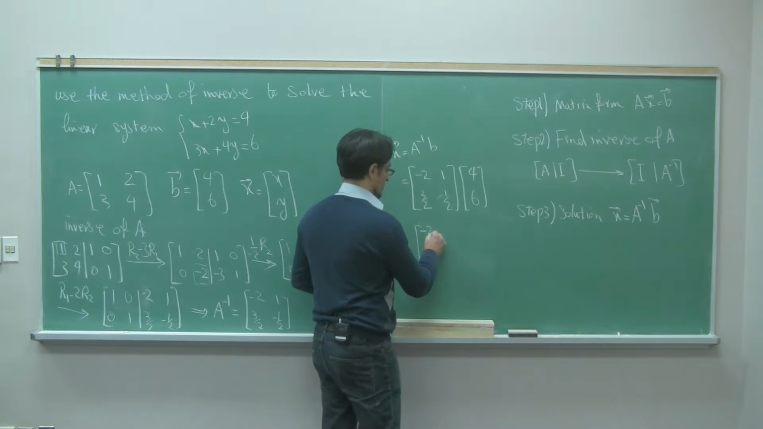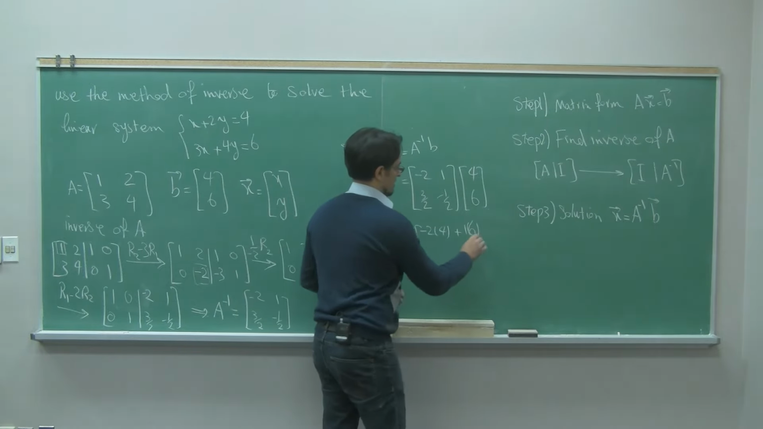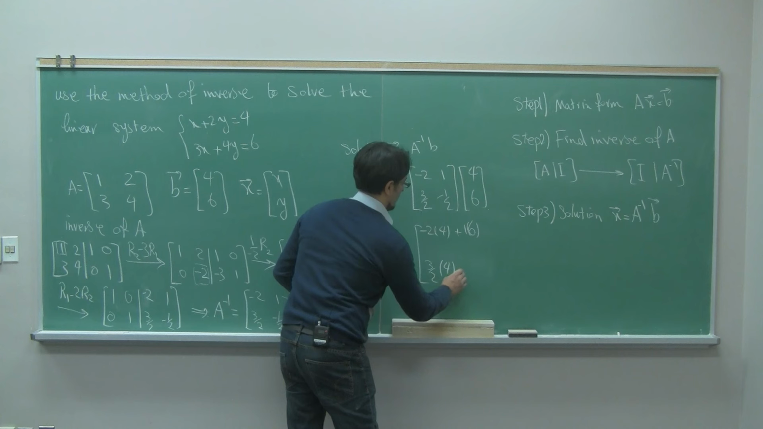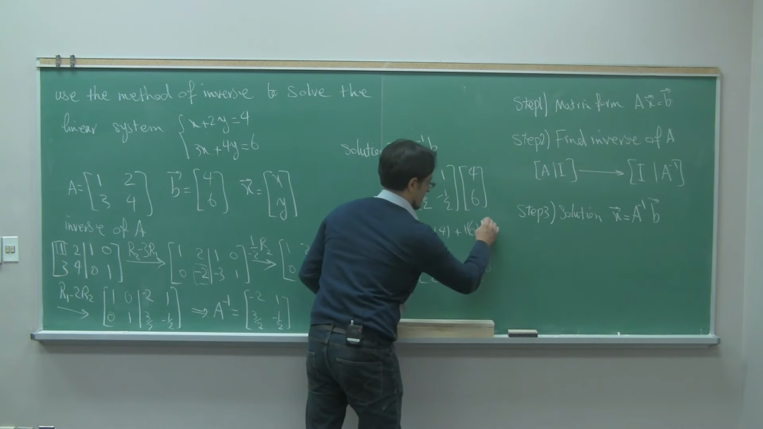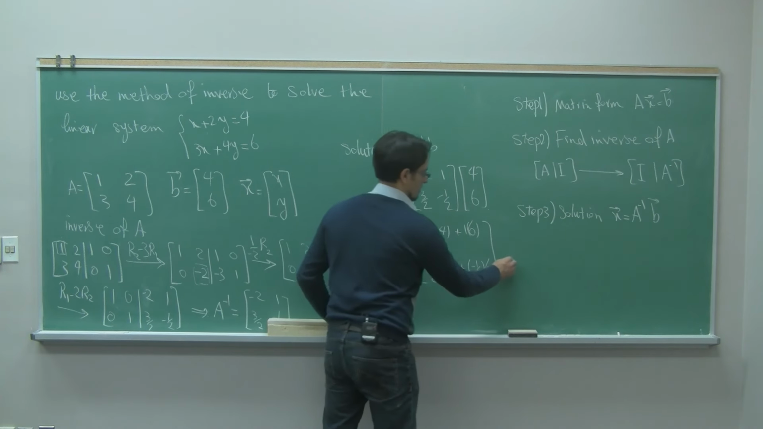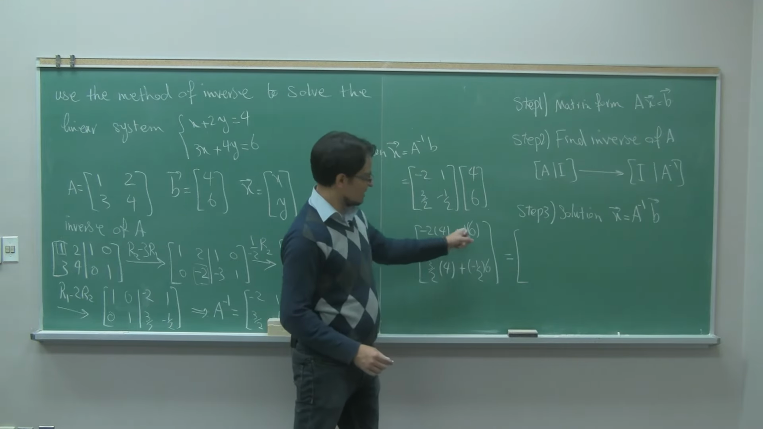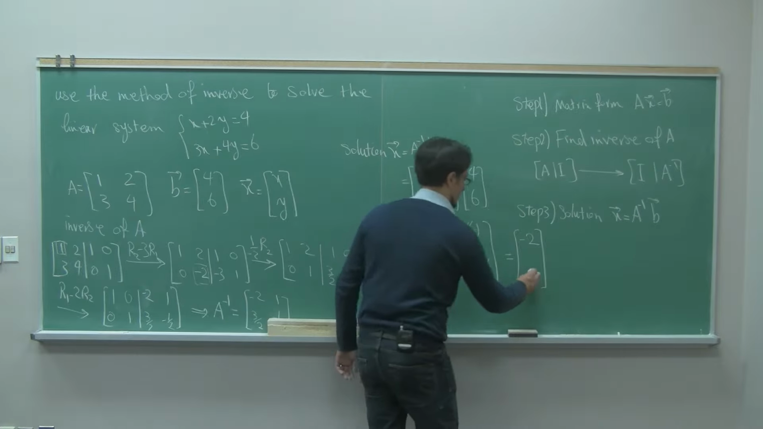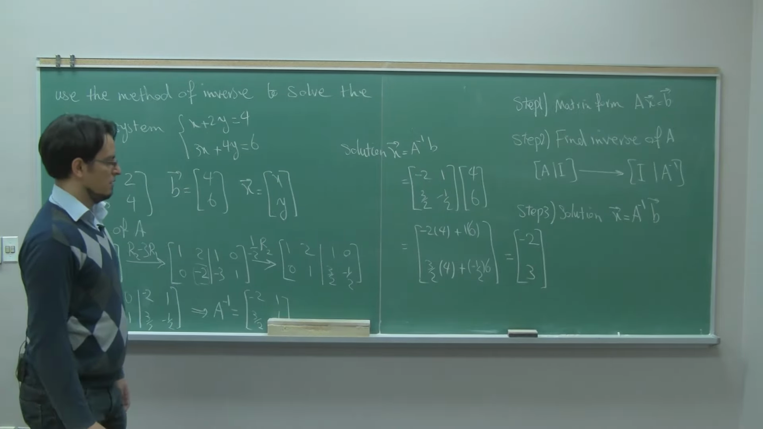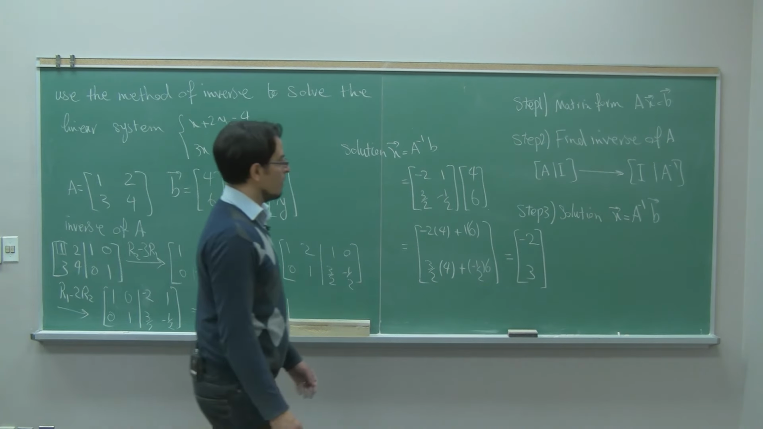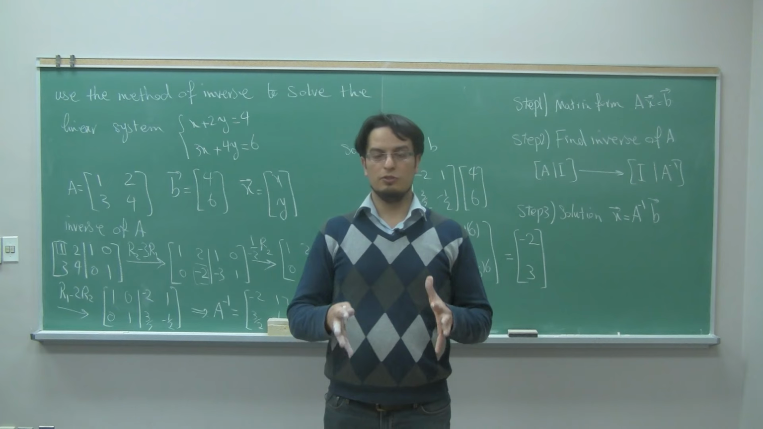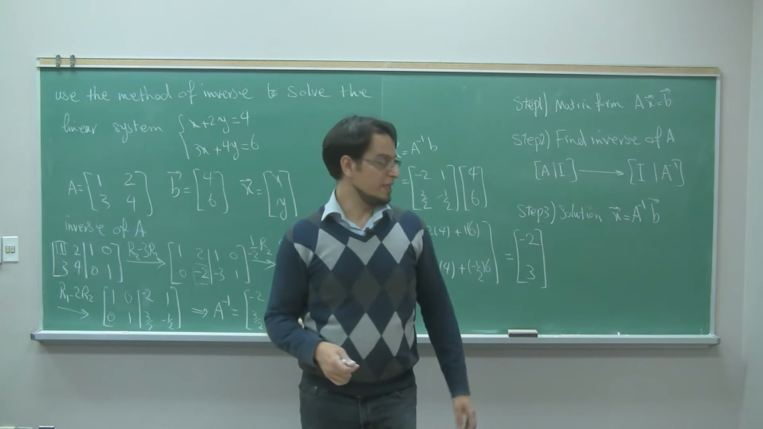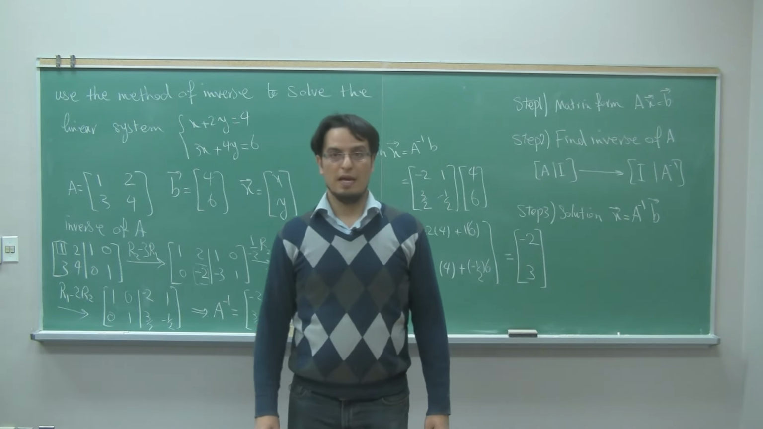This is -2 times 4 plus 1 times 6. So this multiplied by that is my first entry. And this multiplied by that, so 3/2 times 4 plus -1/2 times 6. And then you simplify. This is -8 plus 6, which is -2. And this is 6 minus 3, which is 3. Well, a very quick wrap up. In the method of inverse matrix, what you need to do is form the coefficient matrix, find its inverse, and multiply it by the right-hand side matrix, A inverse B. That will give you the answer to the system.